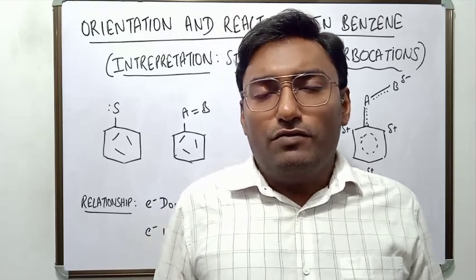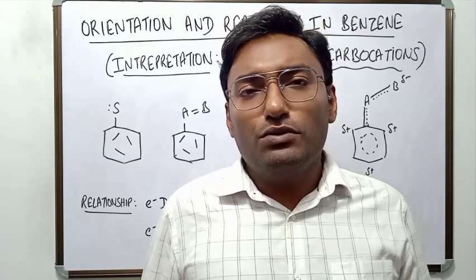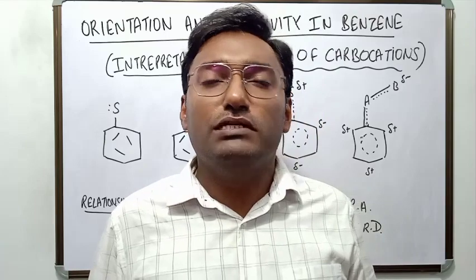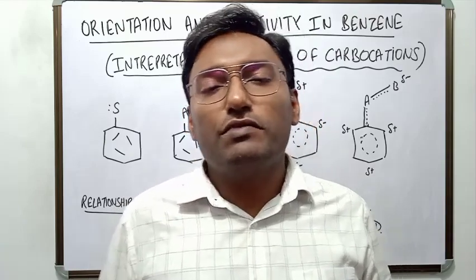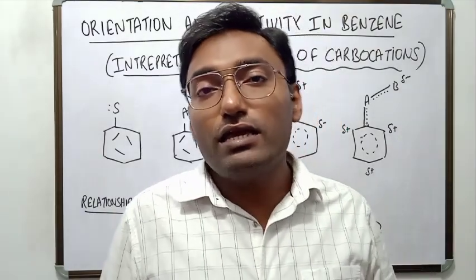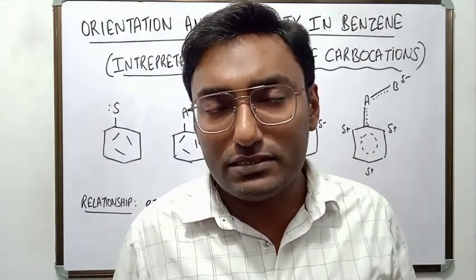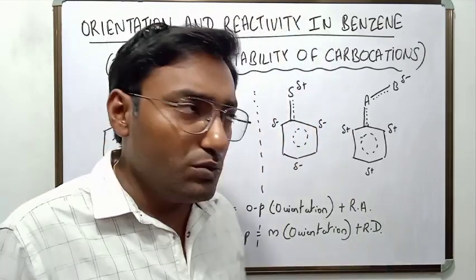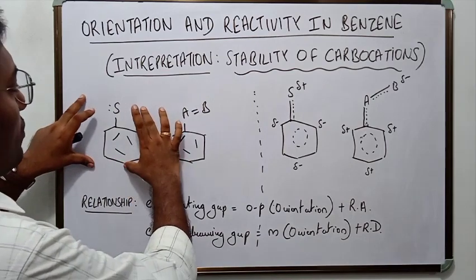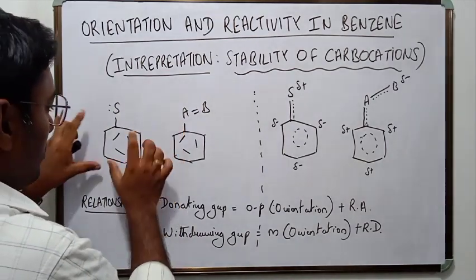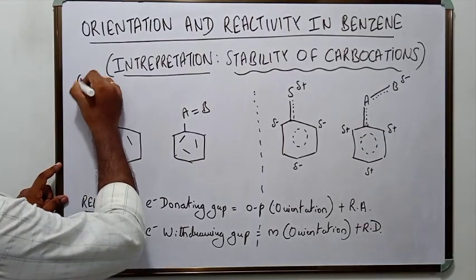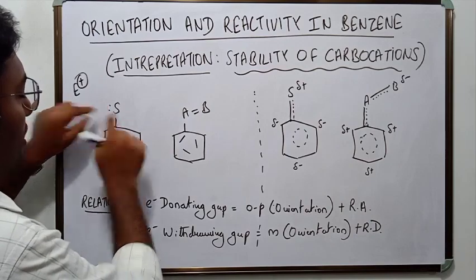Welcome to the third part of this video, titled Orientation and Reactivity of Benzene Ring. In the first part of the video, we have seen what is ortho-para director and what are ring activators and ring deactivators. In the second part of this video, we predicted what orientation would be if an electrophile attacks benzene ring that is attached to an electron donating group.